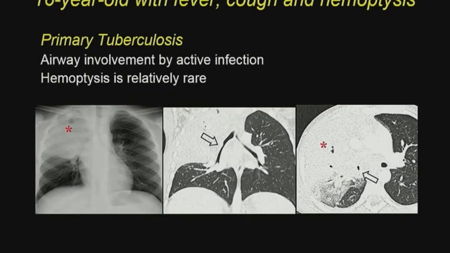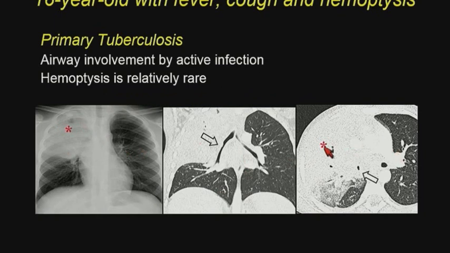Let's switch gears and talk about another potential cause and imaging findings in patients with infection. And obviously, when we think infection and we think hemoptysis, the next thing that comes to our mind is tuberculosis. And this is a case of a patient with primary tuberculosis. We do see airway involvement by active infection.